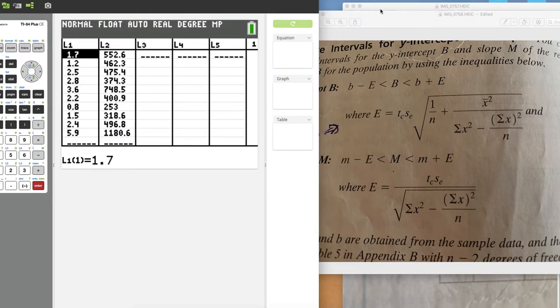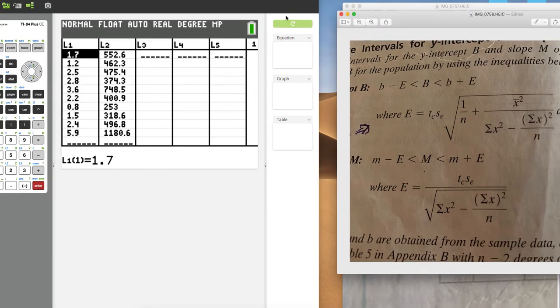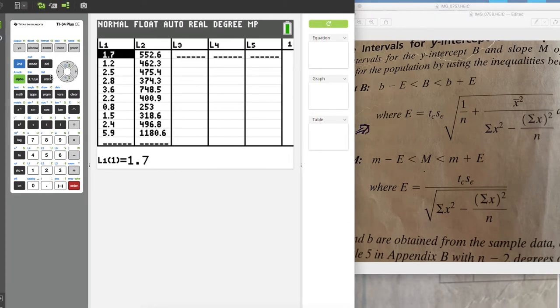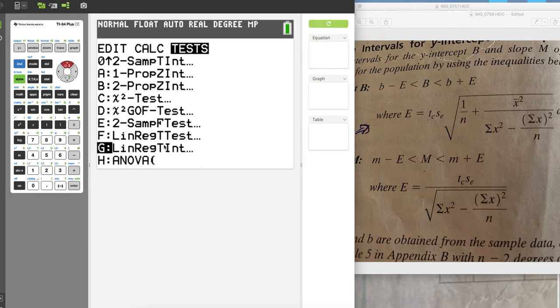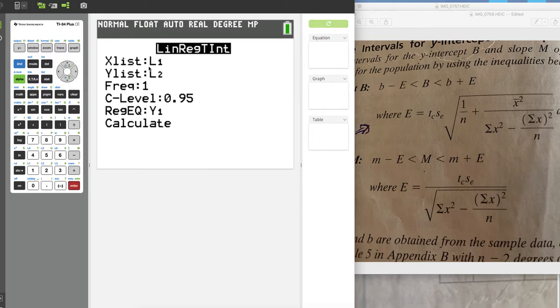And then what we're going to do is we're going to go to test, LinRegTInt. Okay, X list L1, Y list L2 or whatever. Frequency 1 doesn't matter. If you don't have this blank, I think it still works. Confidence level for number 37 is 95%. For number 38, it's 99, so you'll just have to change this to 99 for the second problem.